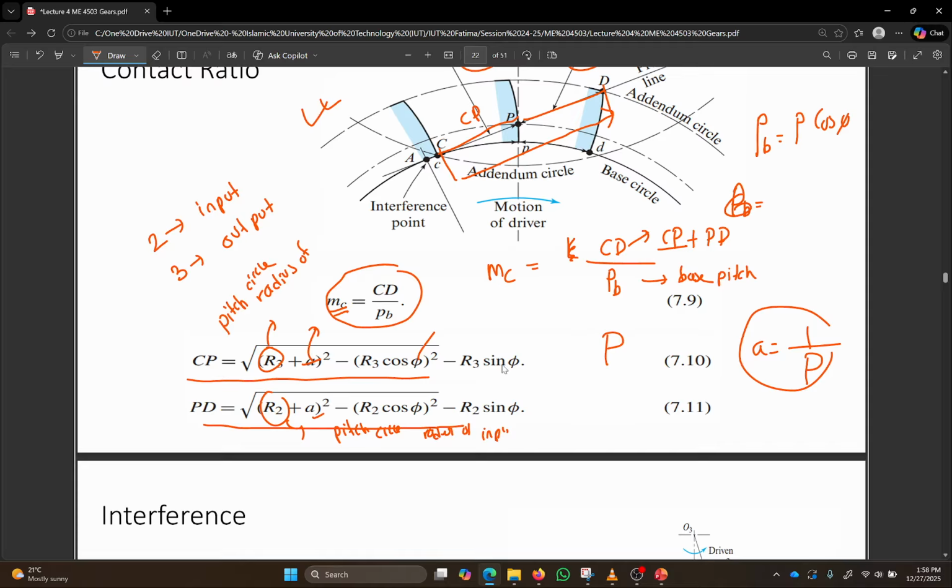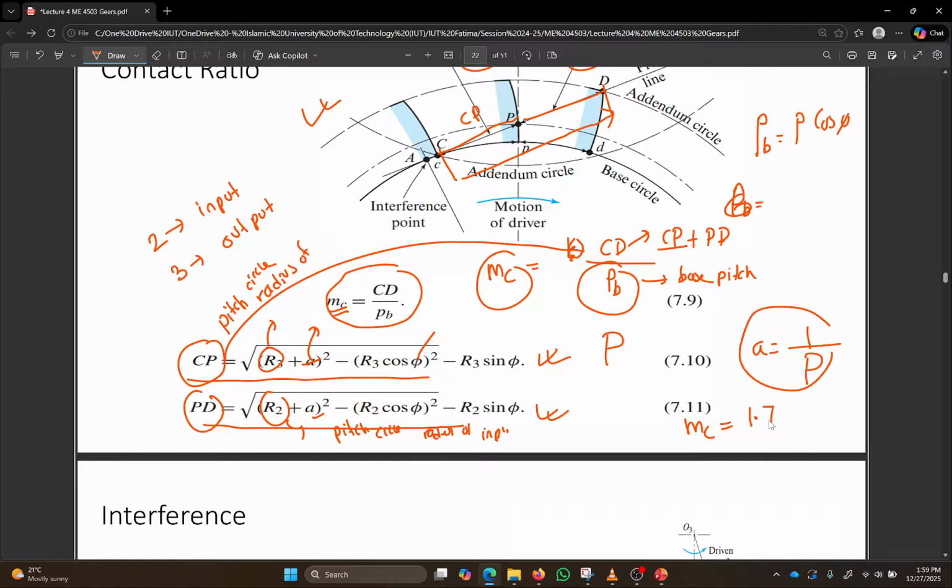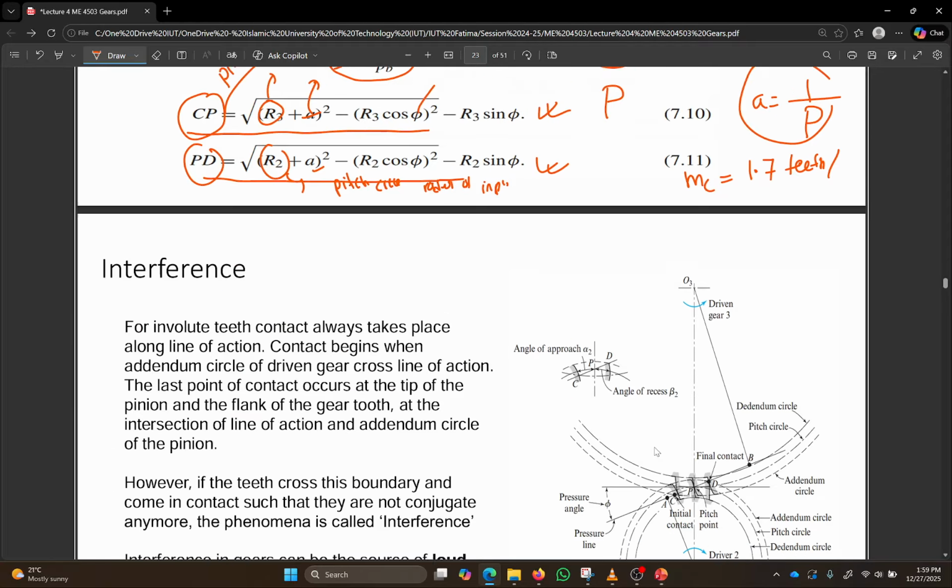R, phi, sine and all the geometry. Using these two formulas, you have to know these two formulas. You can find the arc of approach and arc of recess. Plug them in over here, add them up, divide by the base pitch, and you get your contact ratio. MC is usually, let's say, sometimes it may come to 1.7, like 1.7 teeth are in contact at any given time.